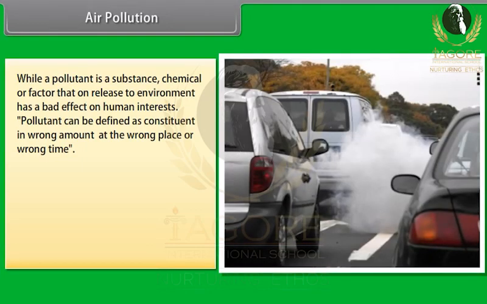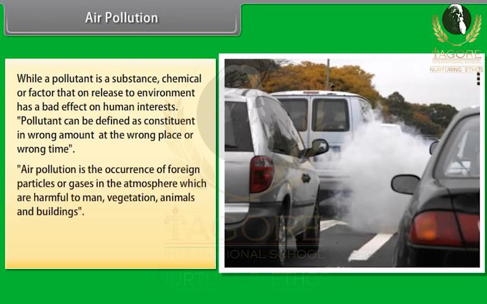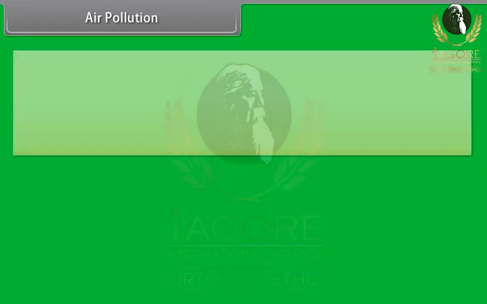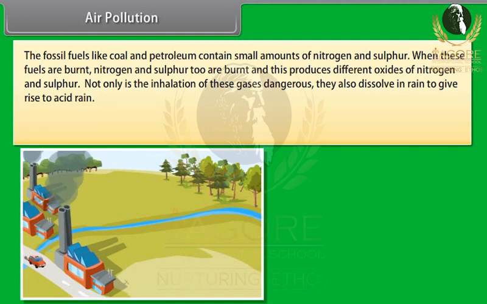A pollutant can be defined as a constituent in the wrong amount at the wrong place or wrong time. Air pollution is the occurrence of foreign particles or gases in the atmosphere which are harmful to man, vegetation, animals, and buildings. Air pollution is caused mainly due to combustion of fossil fuels. The fossil fuels like coal and petroleum contain small amounts of nitrogen and sulfur. When these fuels are burnt, nitrogen and sulfur too are burnt, and this produces different oxides of nitrogen and sulfur.